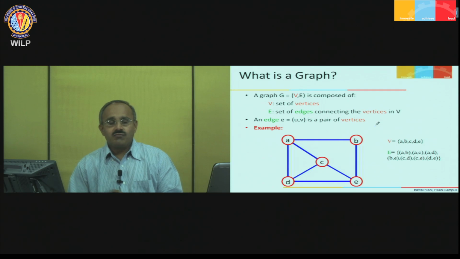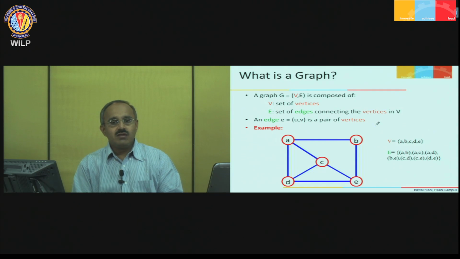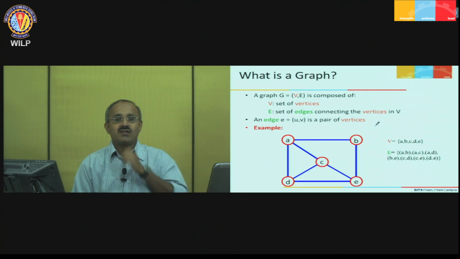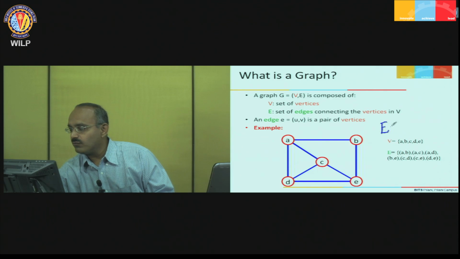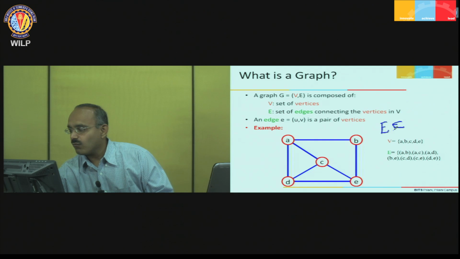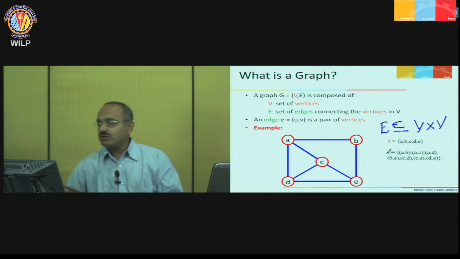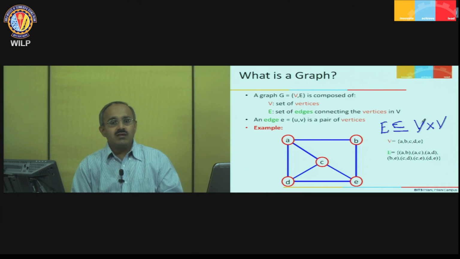So, a graph is a pair of two sets V and E, where V is a set of vertices, E is a set of edges connecting the vertices in V. If you look at the way E is defined, it is a subset of the Cartesian product of V with itself. So, it is a subset of V cross V. Right? An element of E is a pair A, B, where A belongs to V and B also belongs to V.